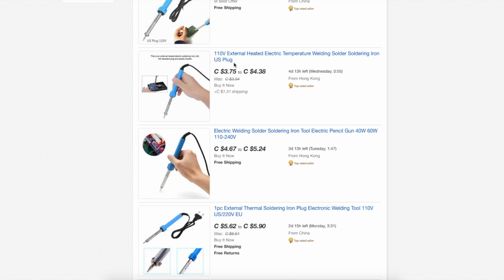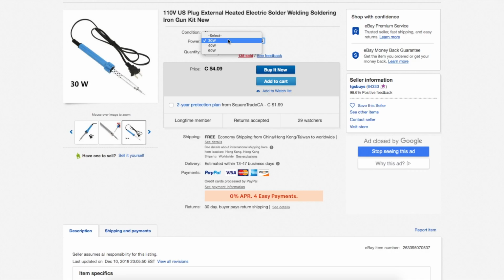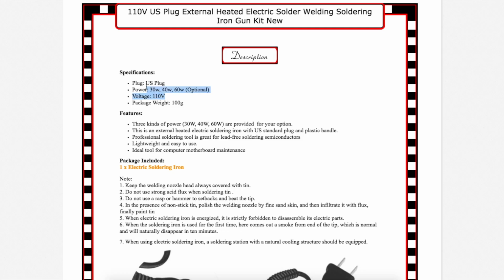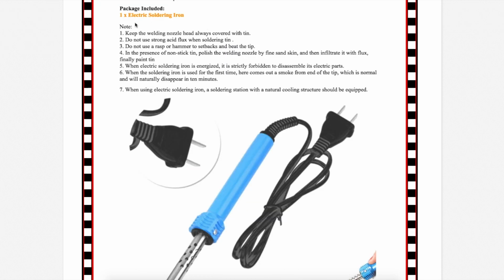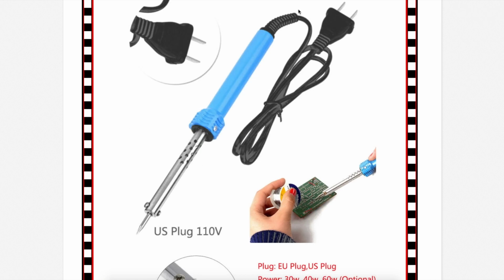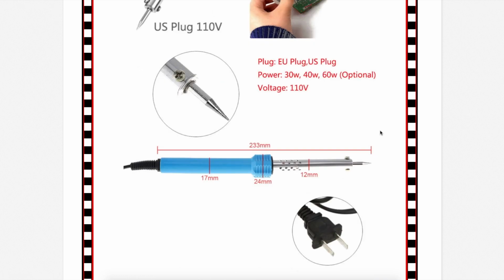110 volt soldering iron with a US plug. Available in 30, 40, or 60 watts. I got this a long time ago, and mine was $3.50. So I had to make sure it was North American plug and voltage compatible. I don't think it's a professional tool, and the notes here are pretty much the same as what were on the packaging, including that the first time you use this, you're going to get a lot of smoke, which could last 10 minutes. So you get what you pay for. It is pretty cheap. I wouldn't trust it for anything important, but just for fun, it was worth it.